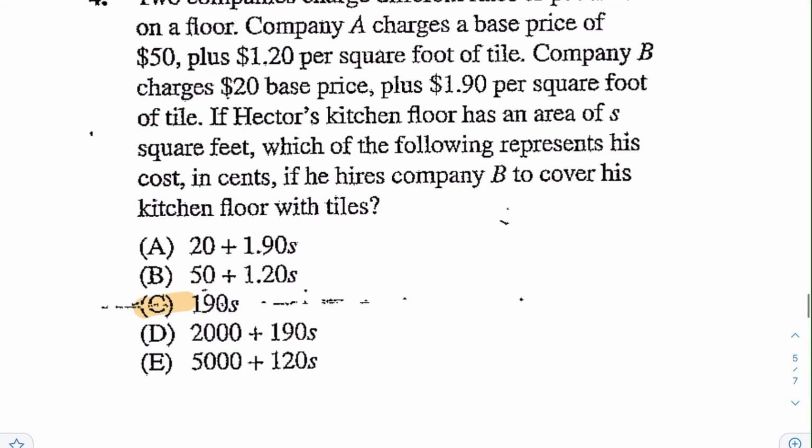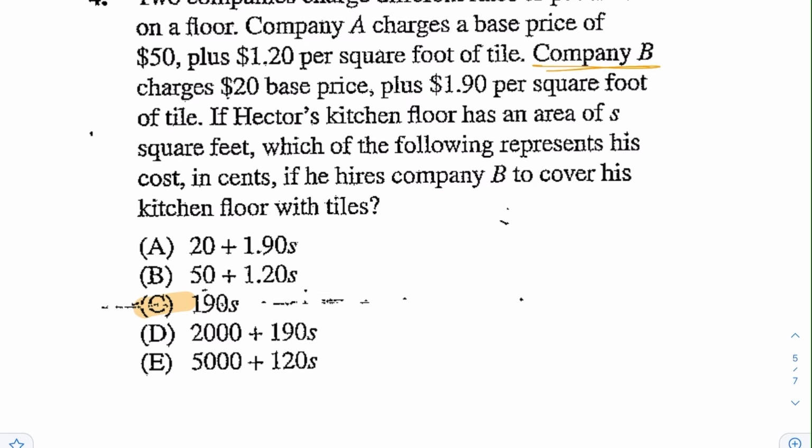Next for number 4, 2 companies charge different rates to put tiles on the floor. Company A charges the base price of $50 plus $120 per square foot. Company B charges $20 for a base price, but $1.90 per square foot. If Hector's kitchen floor has an area of S, which of the following represents his costs in cents if he hires Company B to cover his kitchen floor with tiles?